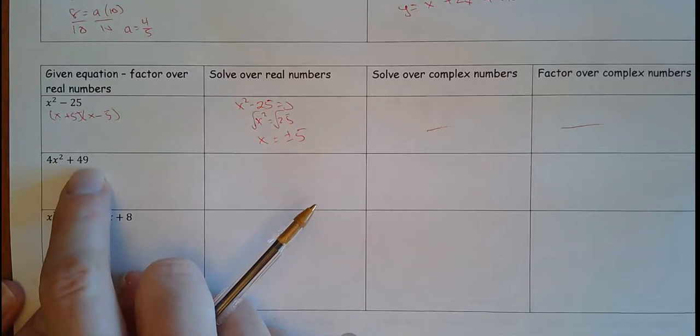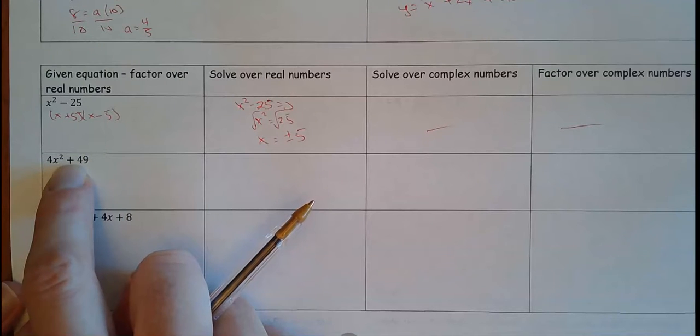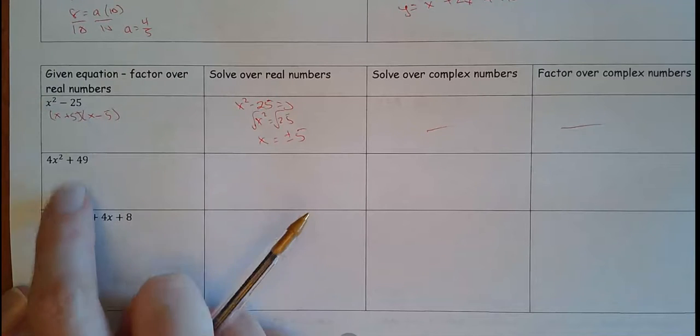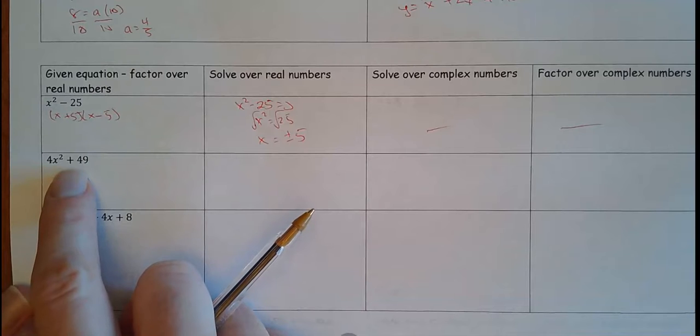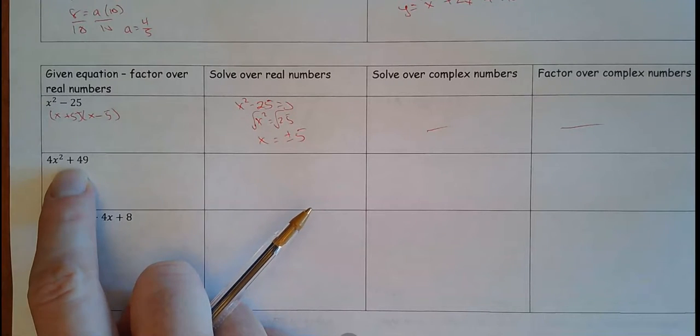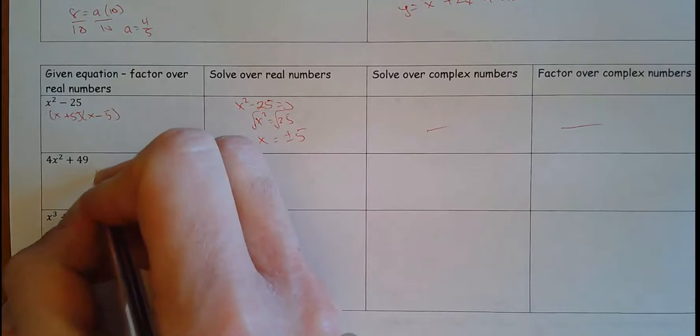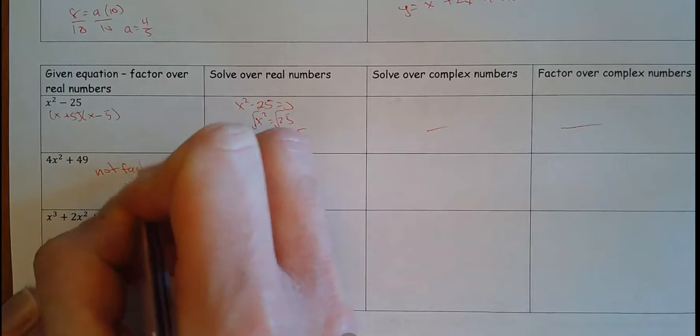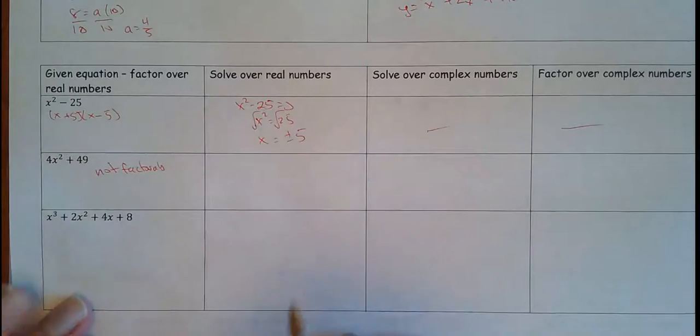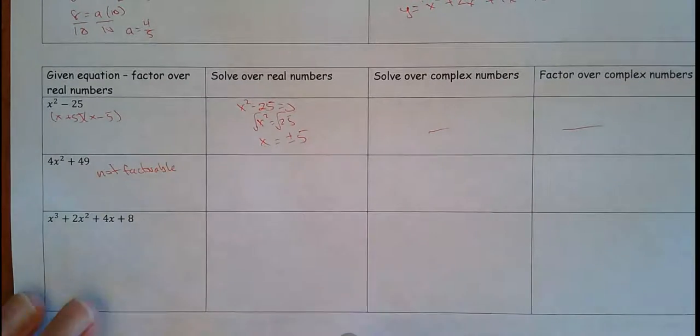There's nothing that factors out. There's nothing they're both divisible by. And also, if that was a minus, this would be the same situation as that, the difference of two squares. But this is a sum, and there's no such thing as the sum of two squares. We can't do that. So this one is just not factorable over the real numbers.